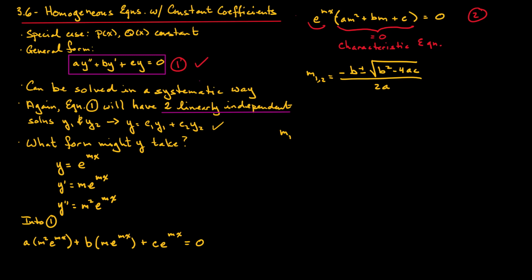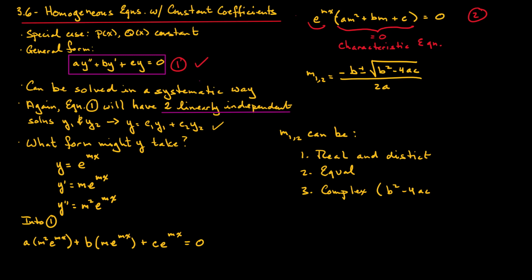What I mean is that m1 and m2 can take several forms. They can be real and distinct. They can be equal to each other. Or third, they can be complex. That is when b squared minus 4ac is less than 0. And in what follows, we will look at the three above cases and what the ODE solution looks like.